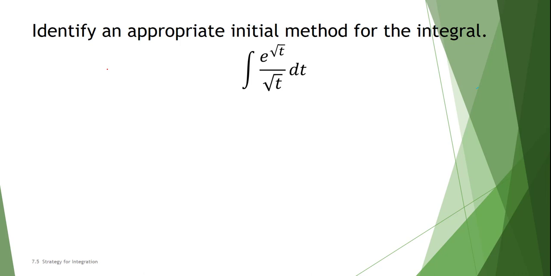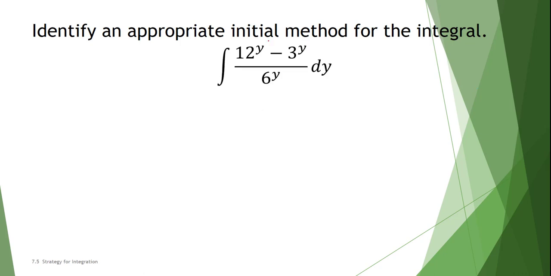In this example, I have the integral of e to the square root t divided by the square root of t dt. Here I would do a substitution. I would let u be the square root of t. The big clue to do this is how I have the square root of t inside the exponential function.